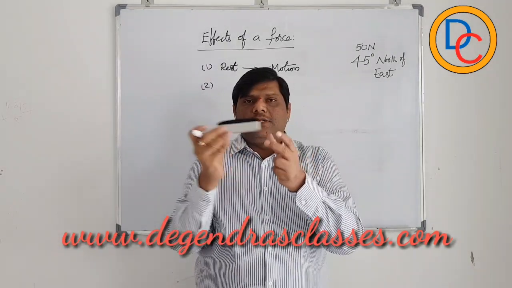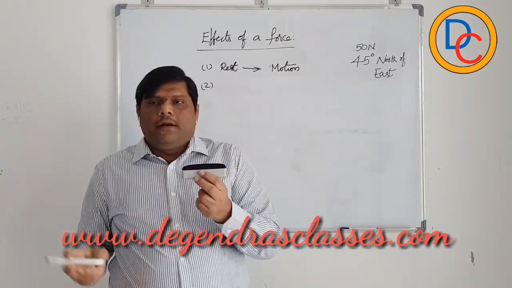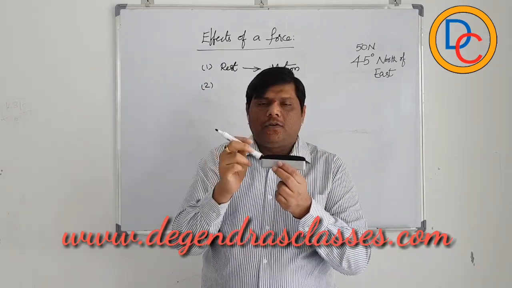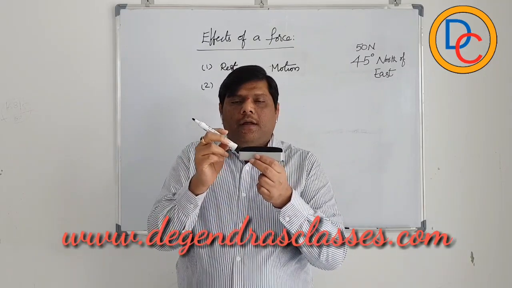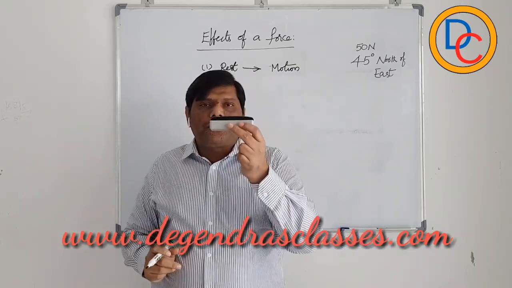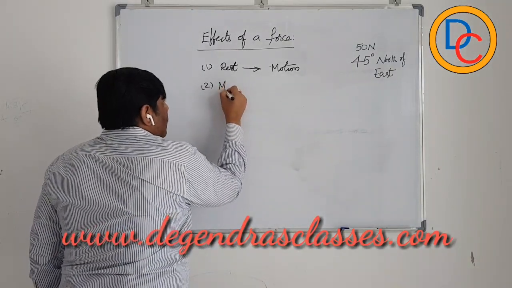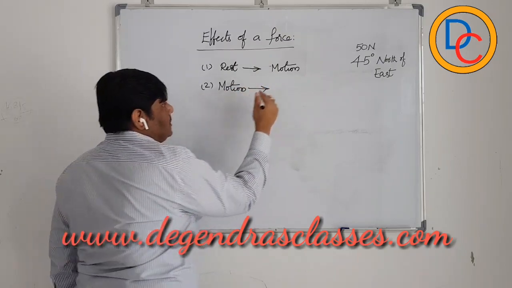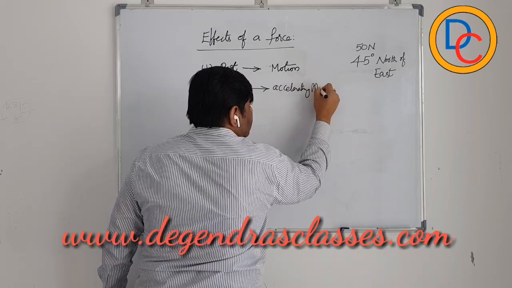Suppose this is the body which is in motion. So it is going like this, and it is acted upon by some force. So this is the force acting on this particular body. When this force is acting on this body, it may accelerate the motion of the body. That means already the body is in motion and this external agent, that is force, is accelerating the motion.